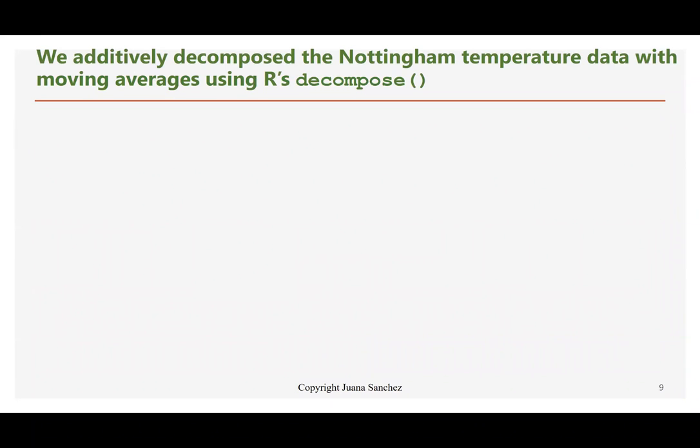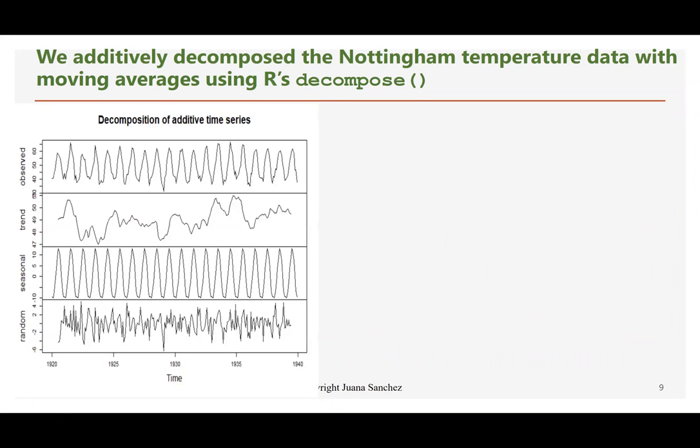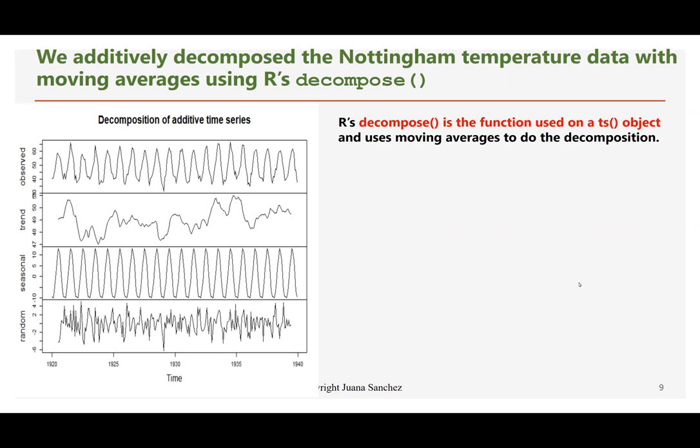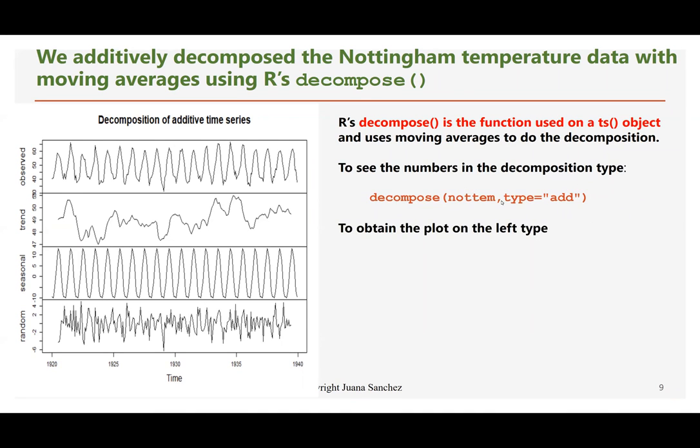So we additively decompose the Nottingham temperature data with moving averages using R's decompose. Here is the plot again for the Nottingham temperature. We use decompose of the TS object, which is called NOTTEM. To see the numbers in the decomposition, we type decompose NOTTEM, the data set, the time series, a TS object, type equal add.